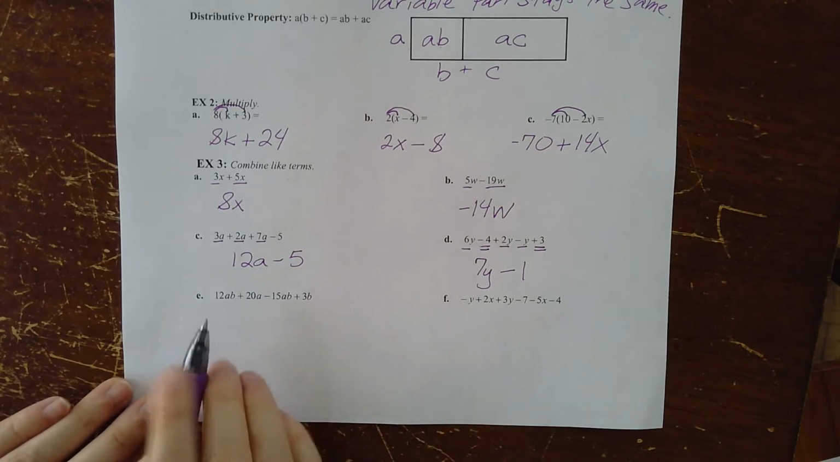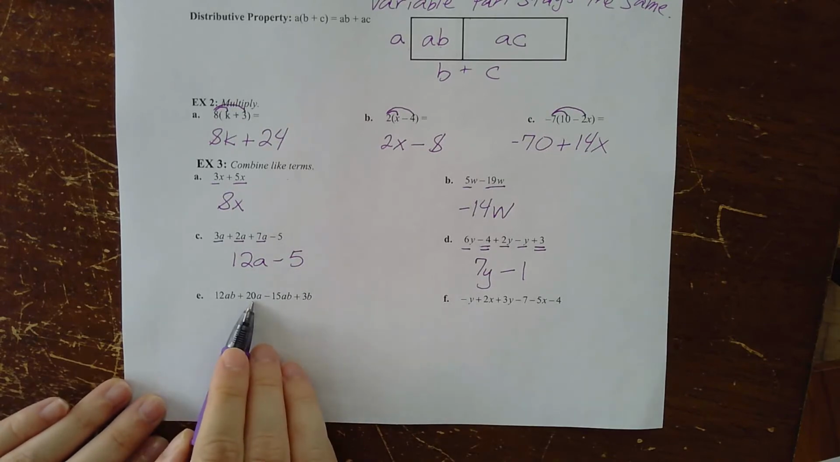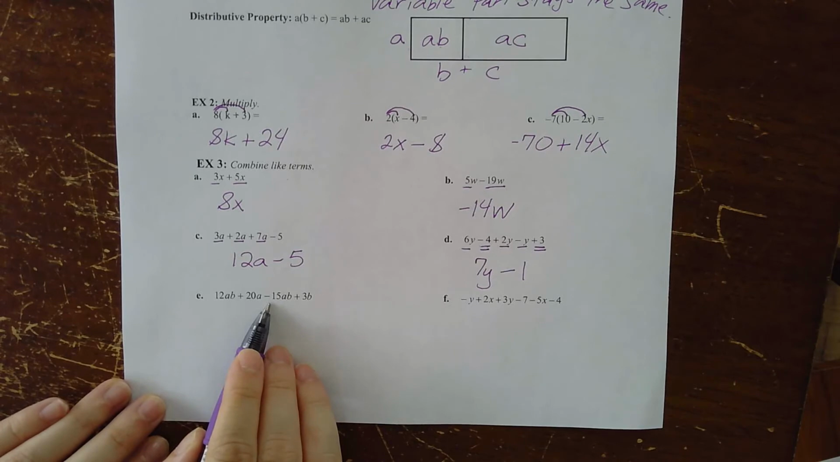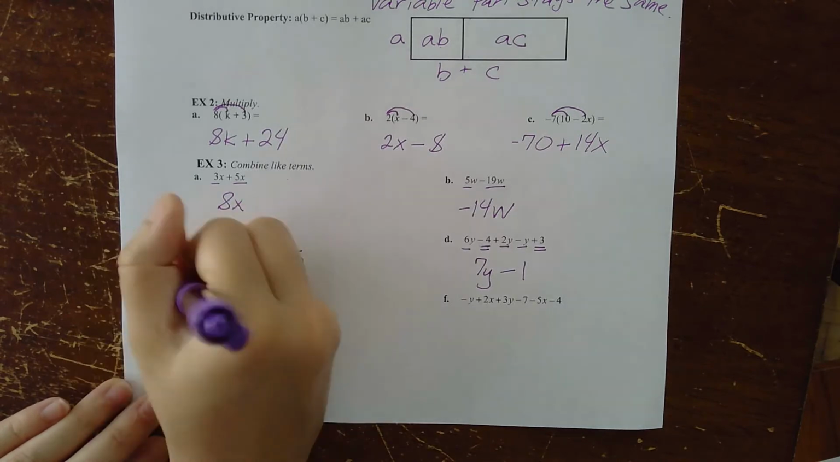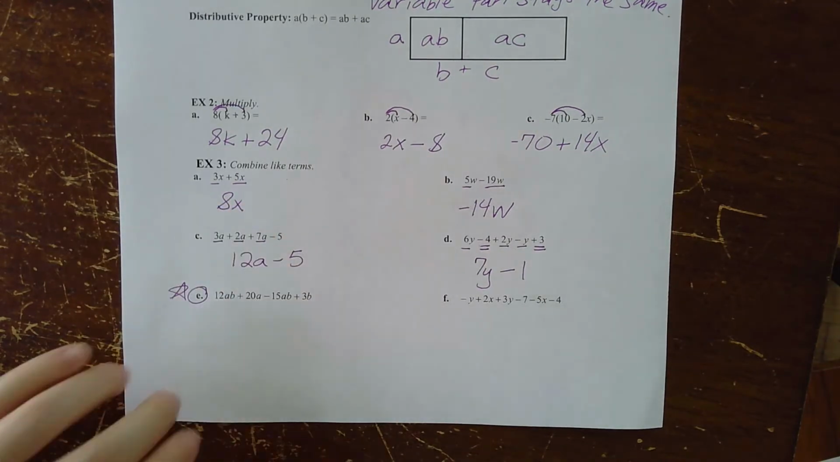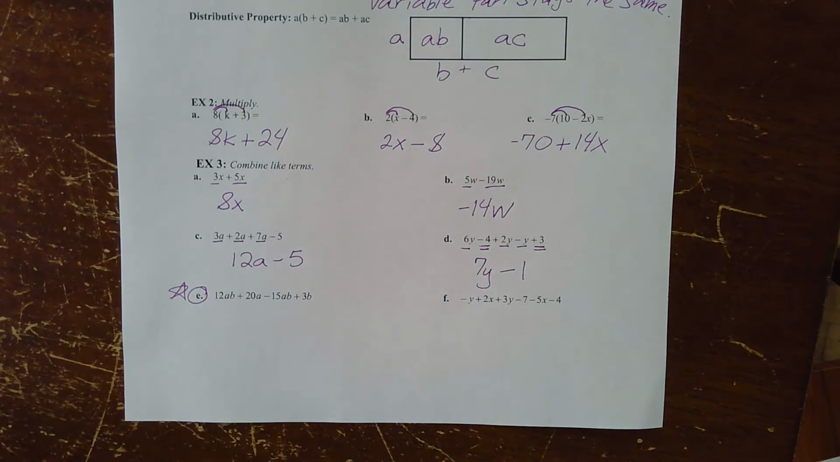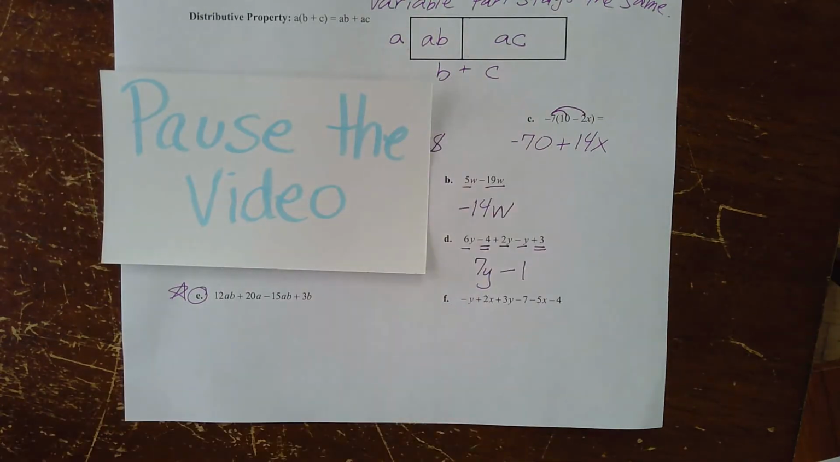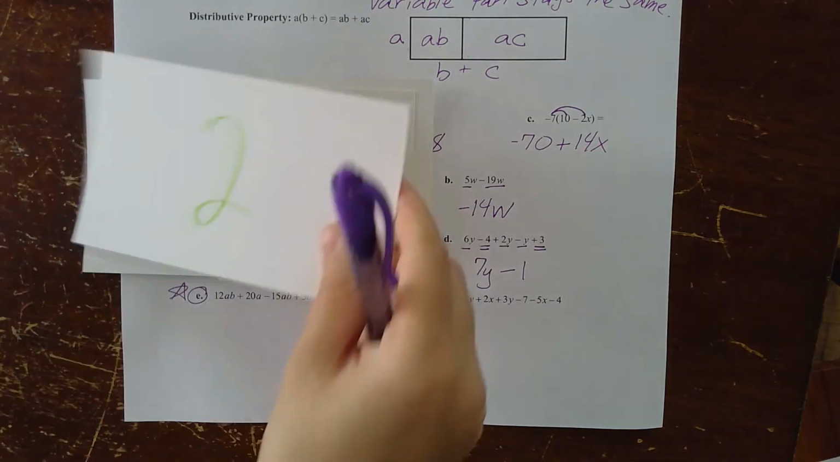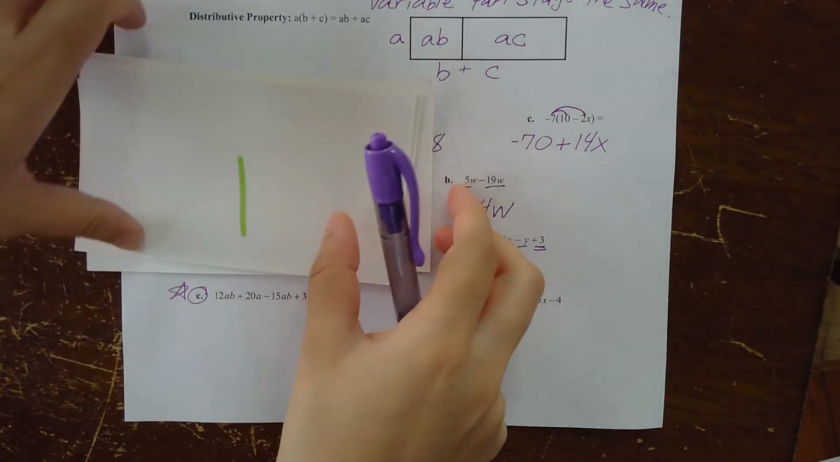Part E, we have 12ab plus 20a minus 15ab plus 3b. I'm going to give you guys a moment. See if you can try that one. So go ahead and pause your video. Go ahead and work it out. And I will show you the answer in 3, 2, 1.